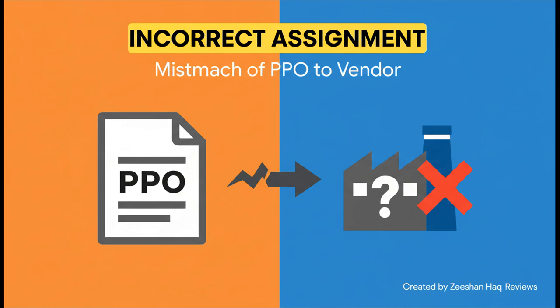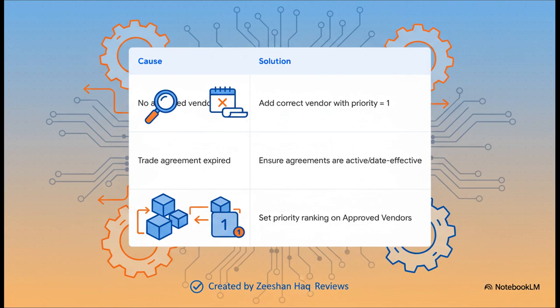A planned order pops up, but it's assigned to the wrong supplier, or even worse, no supplier at all. And that means every single one of those PPOs has to be manually fixed before it can become a real purchase order. The thing is, the system can't read your mind. It relies completely on your approved vendor list. If you haven't told it who the main supplier is, it has to guess. The fix is to go to that item's approved vendors and set your preferred supplier to priority 1. That gives the planning engine a crystal clear instruction.